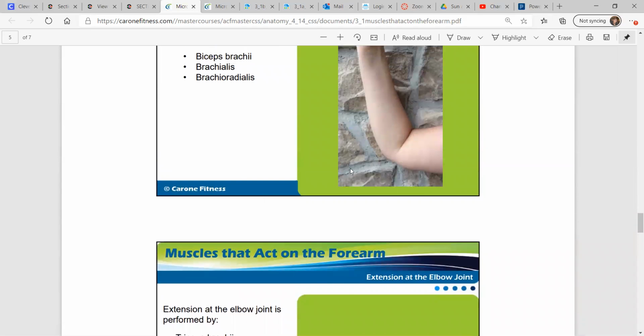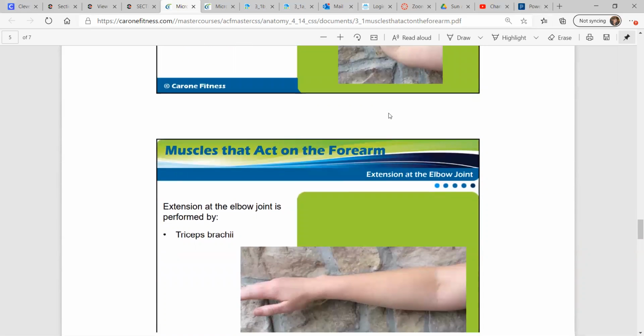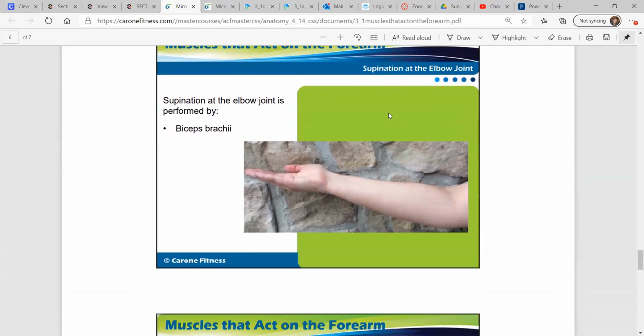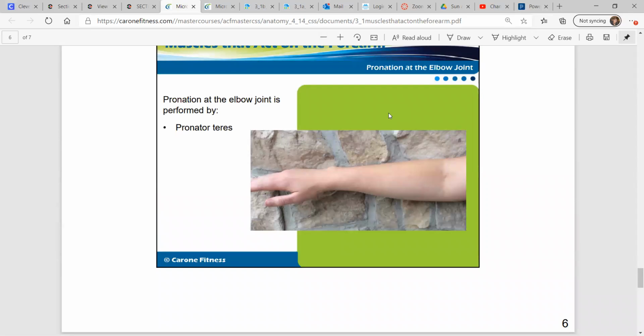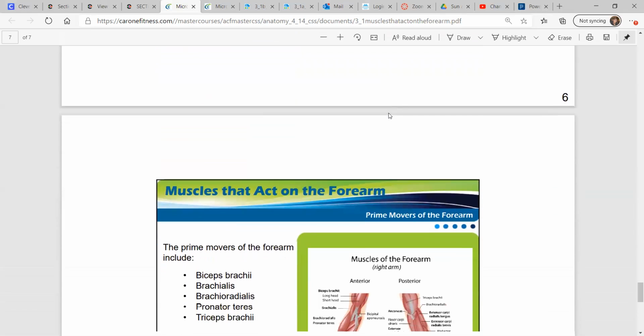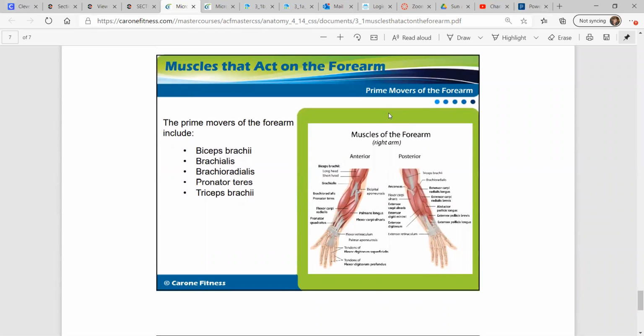So if you're flexing your arm up towards your body, biceps are engaged. If you're extending your elbow joint, the triceps are engaged. Now turn your palm up. That is called supination at the elbow joint, and that's performed by the biceps brachii. Pronation, so have your palm facing up and then turn it over. That's called pronation, and that's performed by the Pronator Teres. The prime movers of the forearm include the biceps brachii, the brachialis, the brachioradialis, the Pronator Teres, and the triceps brachii.